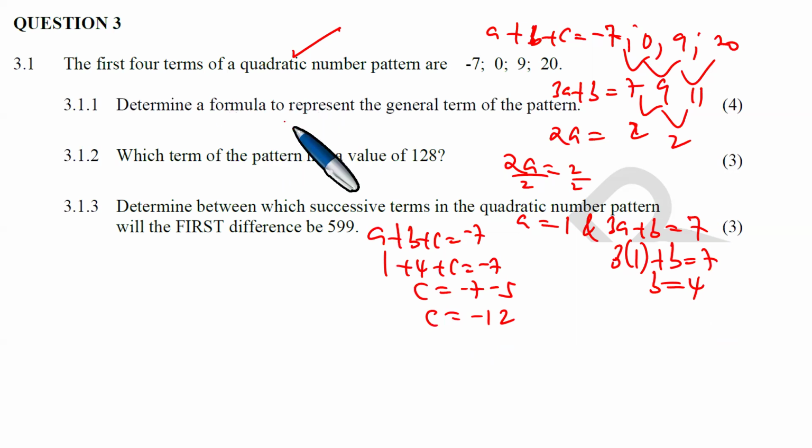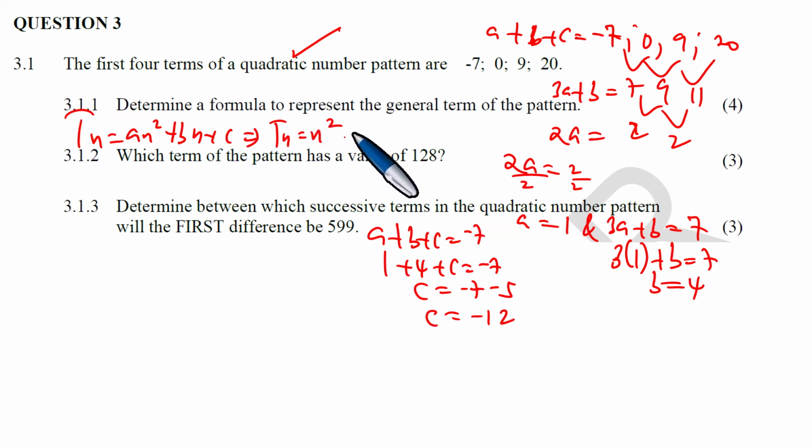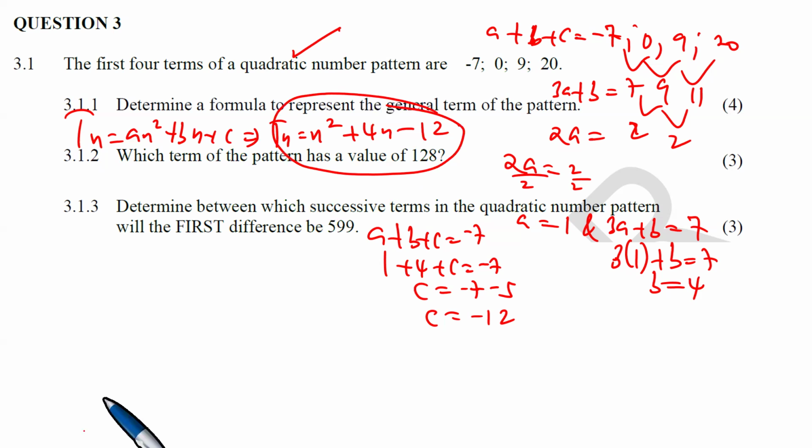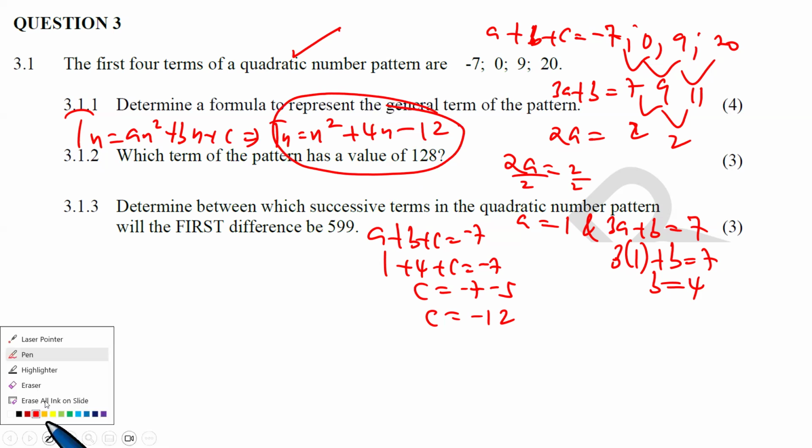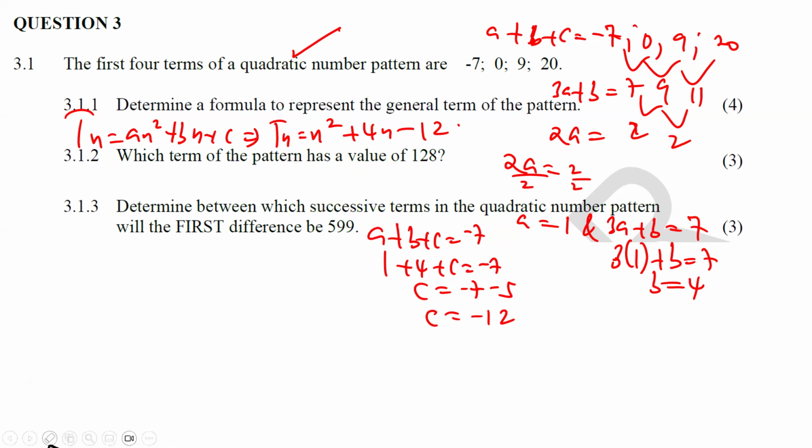So the formula to represent the general term, we know that Tn is an squared plus bn plus c, which means Tn is a times n squared, the b is 4n, and the c is minus 12. That's the answer. So Tn is n squared plus 4n minus 12.